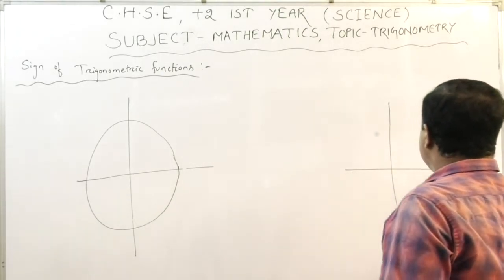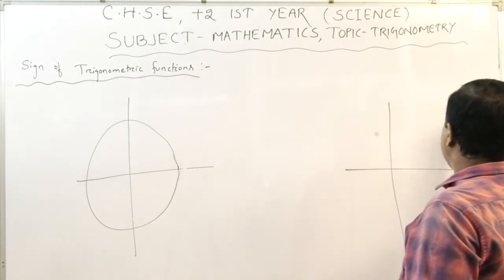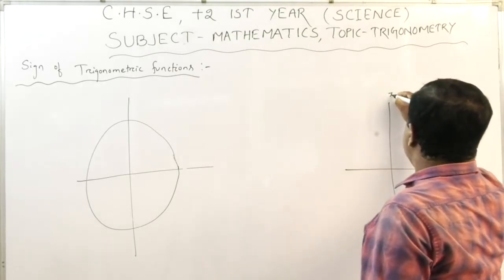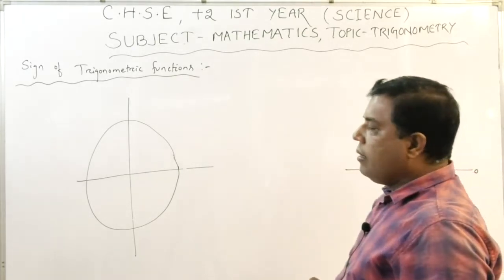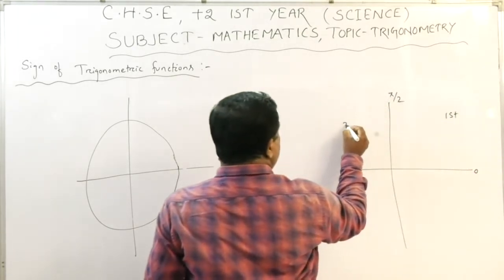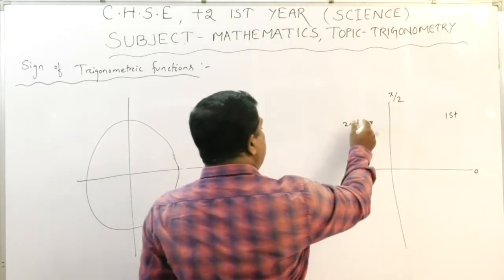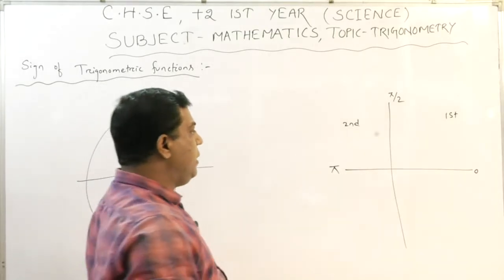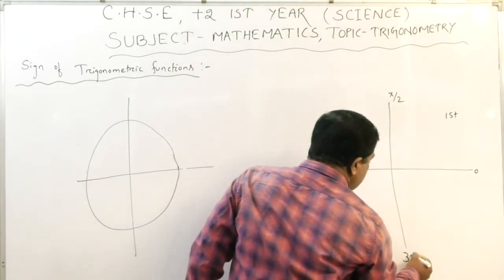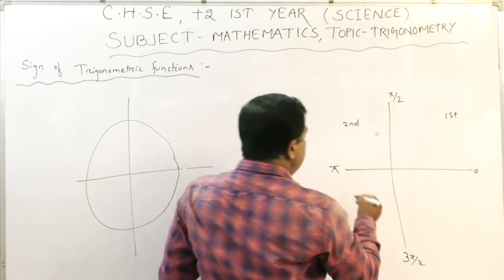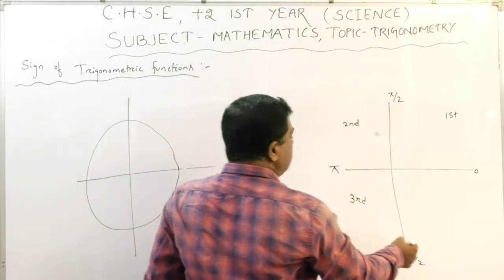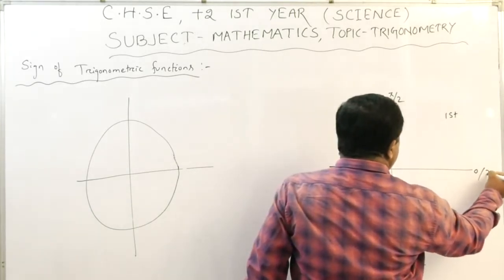4 quadrants. The first quadrant is from 0 to pi by 2. Then the next quadrant, the second quadrant, is from pi by 2 to pi. The third quadrant is from pi to 3 pi by 2. And the fourth quadrant is 3 pi by 2 to 2 pi.